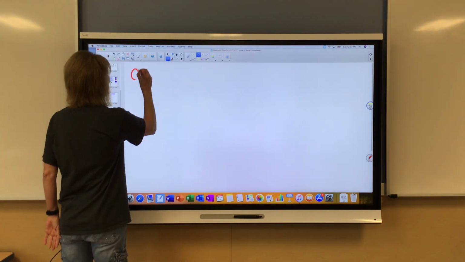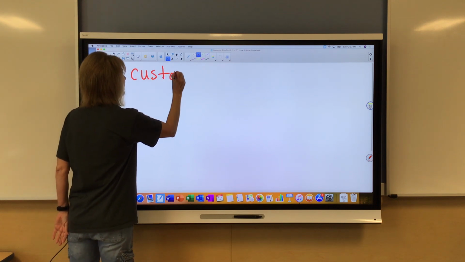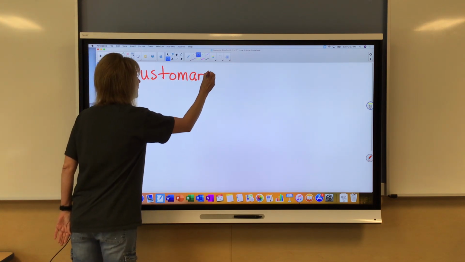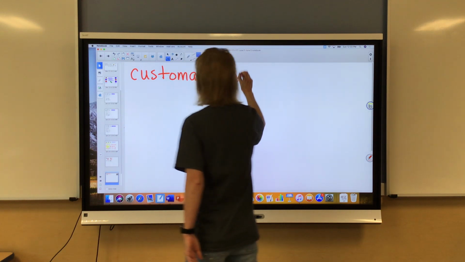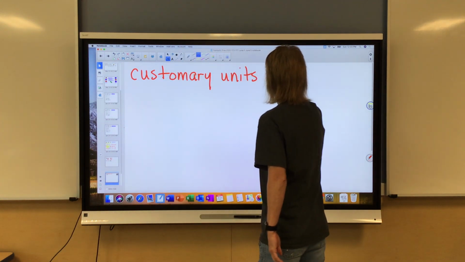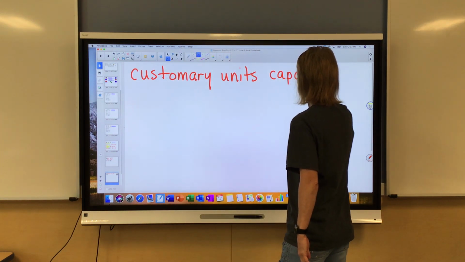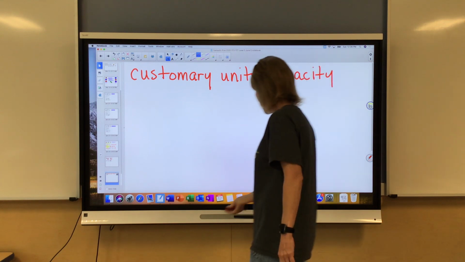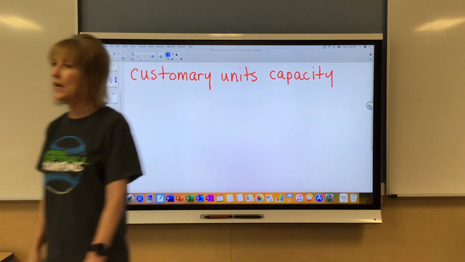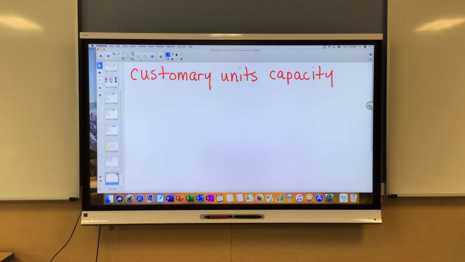And this is going to be my customary units for measuring capacity. You know I have a song for everything. Sing with me from home.